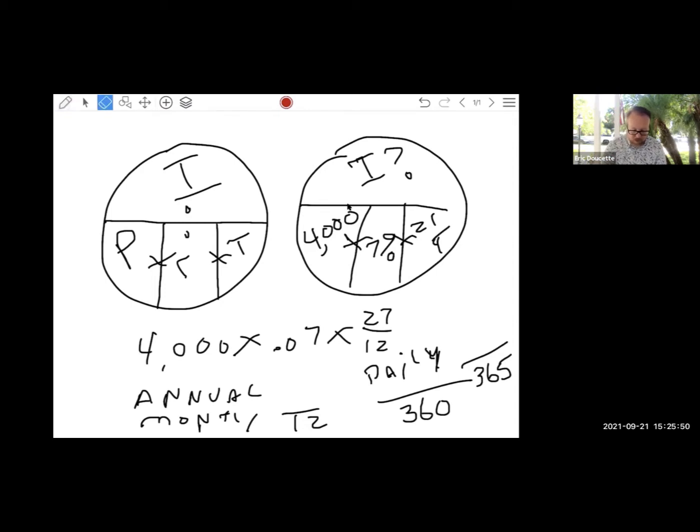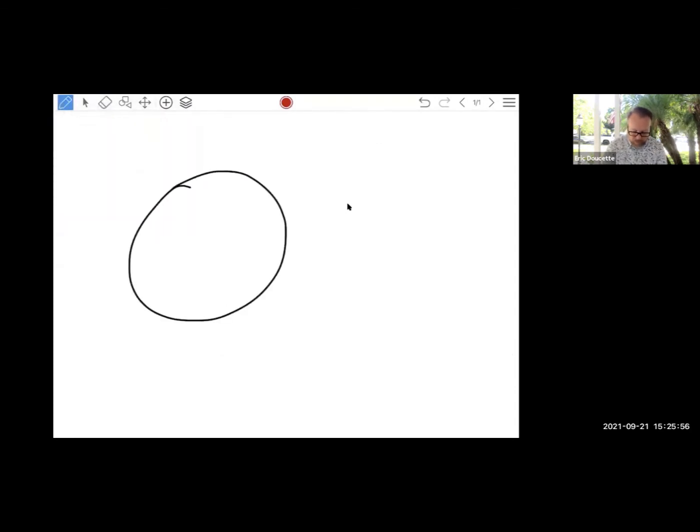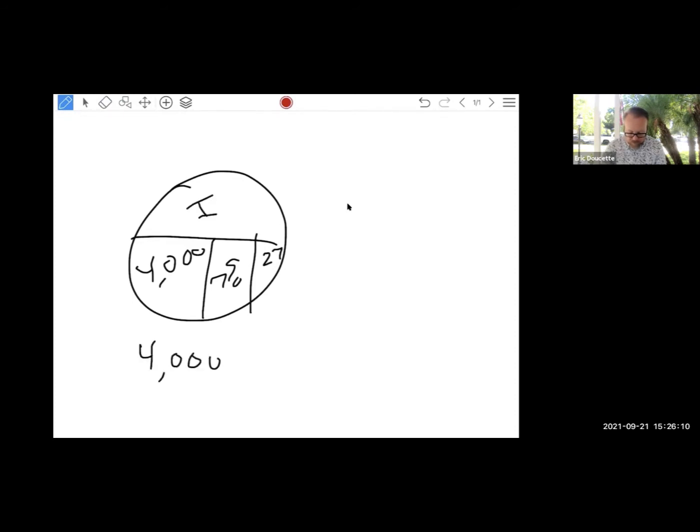And so I'm going to work this problem out. I'm going to start all over here and work out this problem for you. So again, we have 4,000 by 7%, and by 27 months is what I said. And then we're looking for the interest. So we're going to do the math on this. Times 0.07 times 27 over 12.